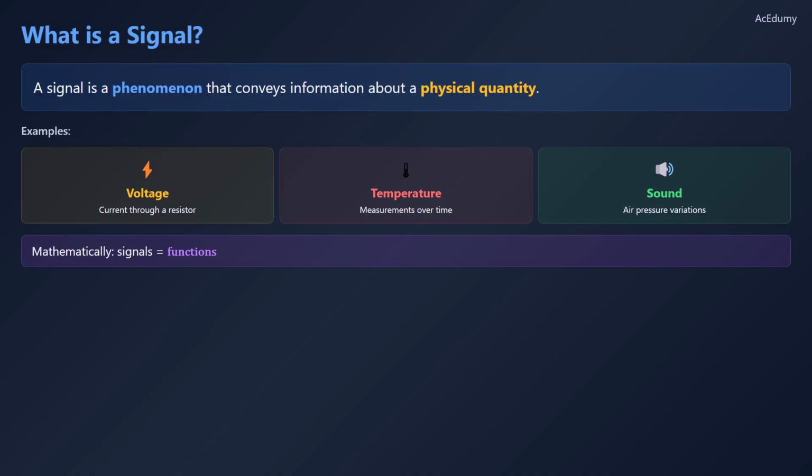Mathematically, signals are described by functions. The name of the mathematical function and the signal can be used interchangeably.